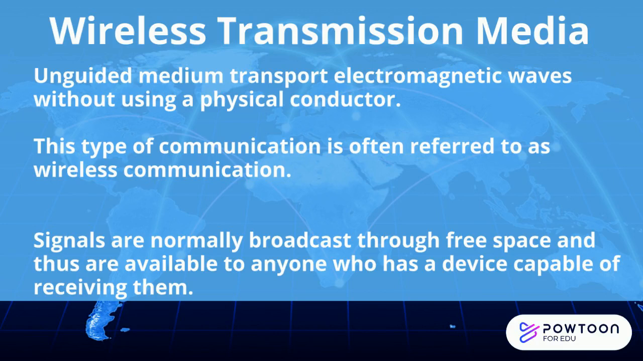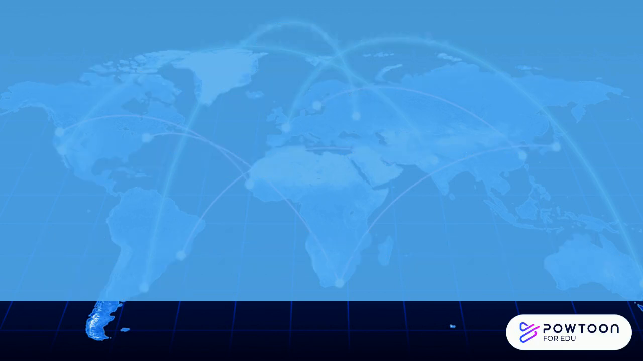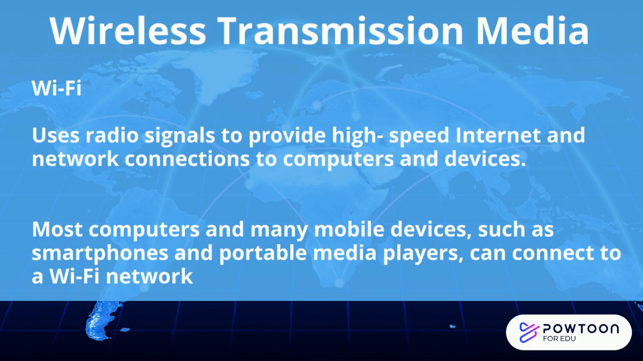Signals are normally broadcast through free space and thus are available to anyone who has a device capable of receiving them. Wi-Fi uses radio signals to provide high-speed internet and network connections to computers and devices. Most computers and many mobile devices such as smartphones and portable media players can connect to a Wi-Fi network.